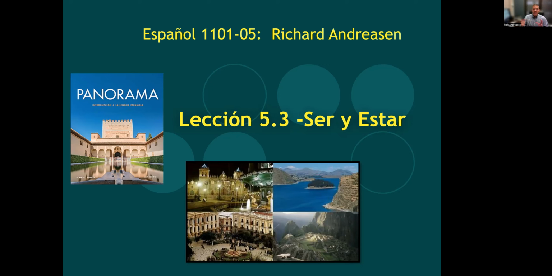This lesson we've kind of danced around it. We've talked about ser, we've talked about estar, we've talked about ways they're similar and ways they're the same. So these next couple of pages in Panorama and on this PowerPoint are going to be some specific differences and similarities between ser and estar.